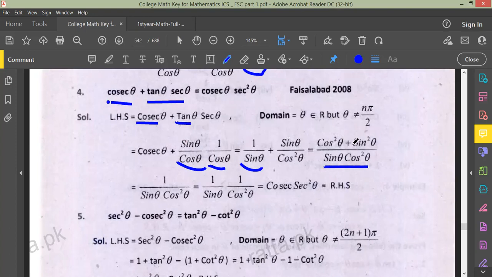We know that sine square theta plus cos square theta is equal to 1. So this will be equal to 1 over sine cos square theta. After separating, this will be 1 over sine, which is equal to cosecant theta, and this will be 1 over cos square. 1 over cos is equal to secant, so 1 over cos square will be equal to secant square theta. So this is the right hand side of question number 4.